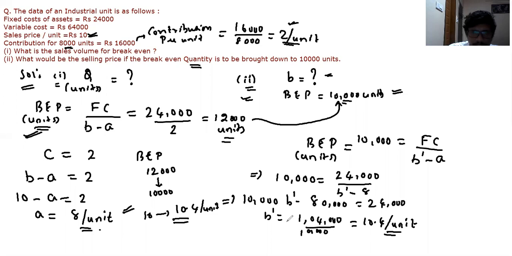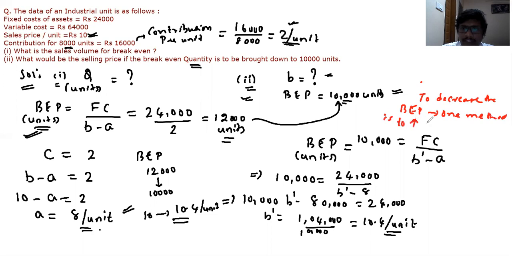So you can observe one thing here. To decrease the break even point, one method is to increase the sales price per unit. So by increasing the sales price per unit, you can decrease the break even point. That is one important observation you can get from this question.